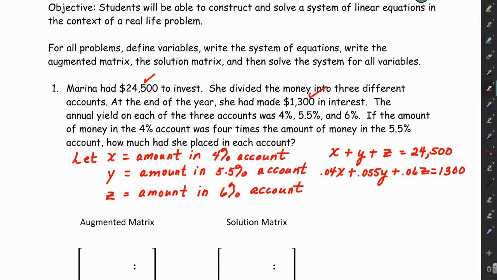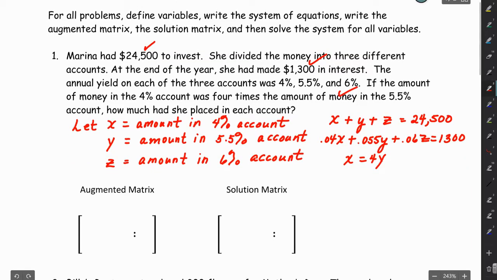All right, now the last part that I can use in this problem is that the amount of money in the 4% account is 4 times the amount in the 5.5% account. So the amount of money in the 4% account is 4 times the amount of money in the 5.5% account. Okay, I've done the hard part. I've set up the equations.